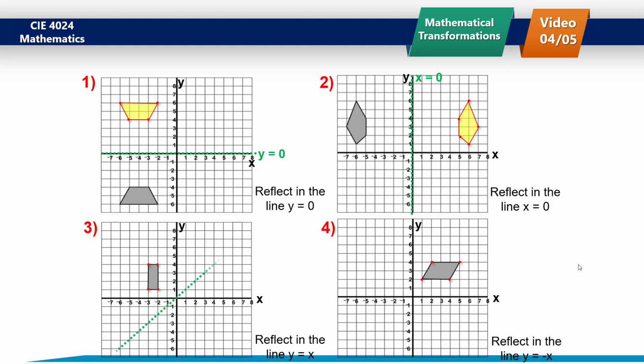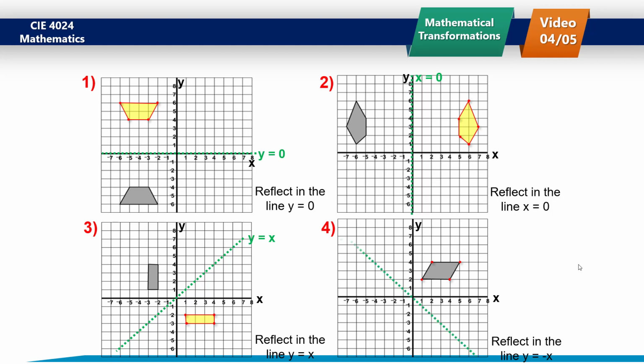Question number 3, reflect in the line y equals x. So y equals x can be plotted that way. Again we will measure the perpendicular distance. Remember, you have to measure the perpendicular distance, and whatever the distance here is, that should be here as well. Now that point is 2 diagonals away, so it must be 2 diagonals as well. Same with that, and same with the fourth vertex. And now joining them will give you the reflected image.